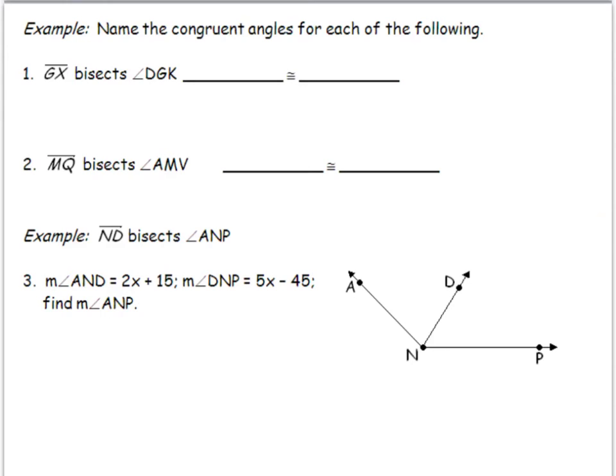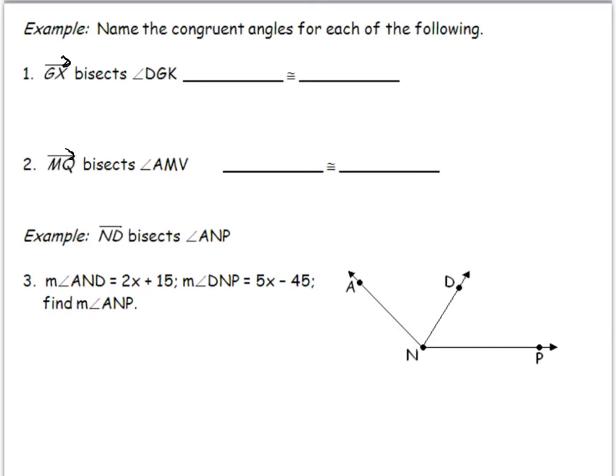So for this example, we're going to go ahead and name the two congruent angles that are formed by each angle bisector. So hopefully you notice we've got ray GX on the first one, trying to make a ray out of that one. And it's bisecting angle DGK. I'll do the first one with you, and then I'll have you do the second one by yourself. For the first one, the easiest way that I do this is I draw out a diagram.